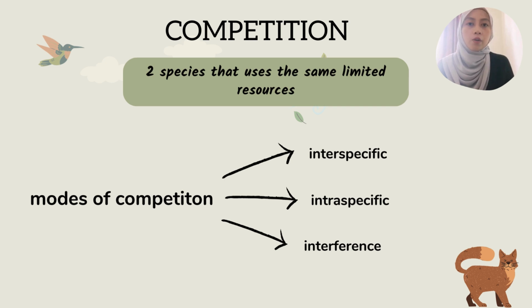In chapter 9, I will present about competition. Competition is when two species use the same limited resources. Competition has three modes: interspecific, which is a competition between individuals of two species. It reduces the fitness of both. Second, intraspecific, a competition with members of one's own species. And lastly, interference, a direct aggressive interaction between individuals.